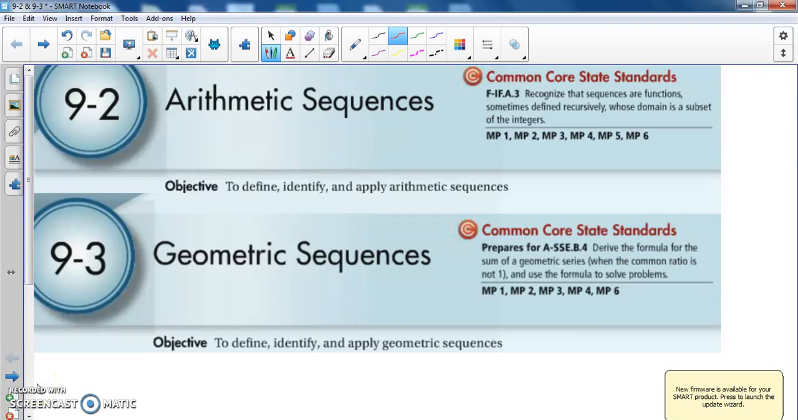Hey guys, today we're going to do 9-2 and 9-3, arithmetic and geometric sequences. You will be able to define, identify, and apply both arithmetic and geometric sequences.